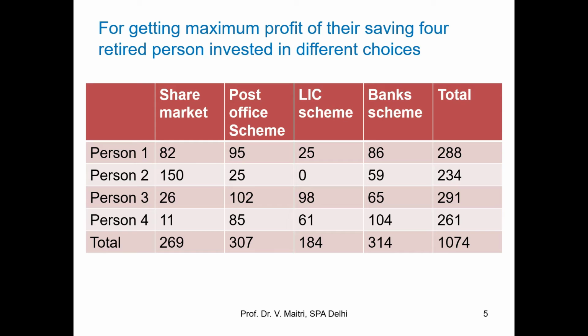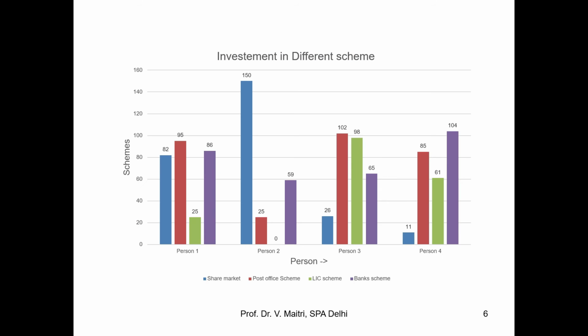Similarly, with the post office scheme, your money is saved and you have a better return, but percentage wise the return is less. Similarly, life insurance schemes give you a certain guarantee which the post office scheme is not giving. Banks have a number of schemes, such as fixed deposits. So people are investing according to their choices. Let's create a side by side bar diagram.